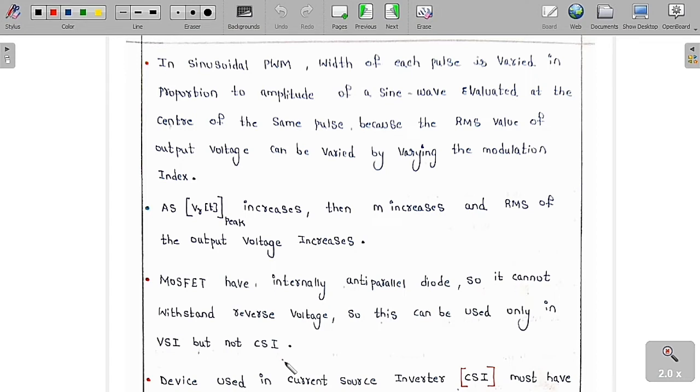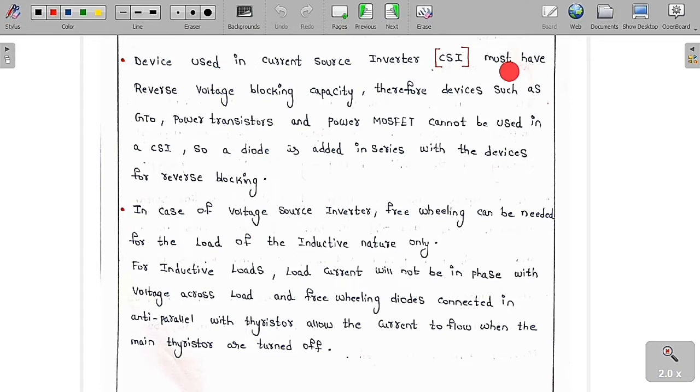As a MOSFET has an internal anti-parallel diode, it cannot withstand the reverse voltage. So we cannot use the MOSFET in the CS side. We can only use it in the VS side, because feedback diodes are present. So devices in the VS side need not withstand the reverse voltage. So a MOSFET is used in the VS side, but not in the CS side. A device used in a current source inverter must have reverse voltage blocking capability. So whatever devices we use in the current source inverter should even have reverse voltage capability.